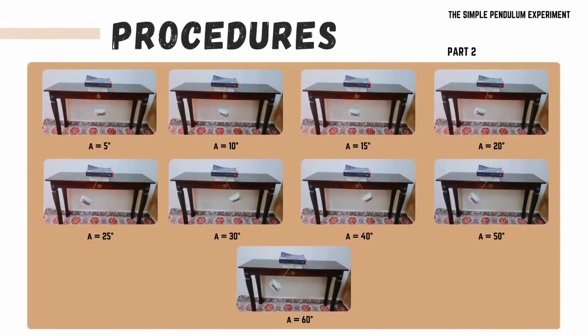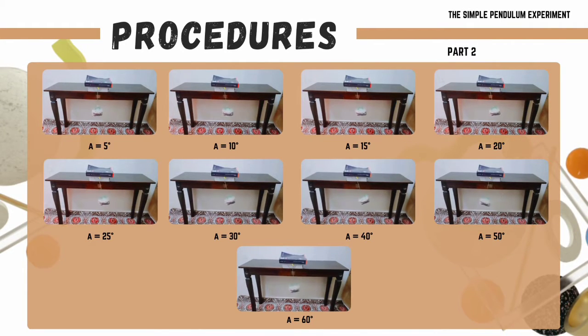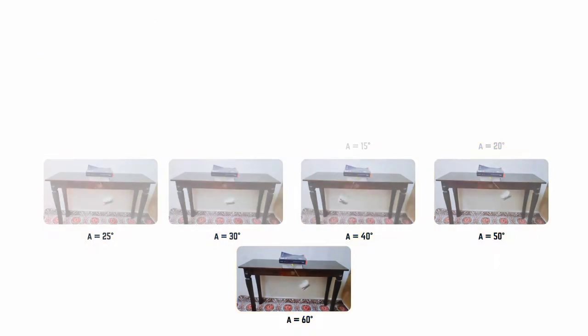And for part 2, the steps are: set the length of the pendulum to 30 cm. Swing the pendulum at the amplitude of 5 degrees and record the total time for 50 oscillations. Repeat the experiment with different amplitude.